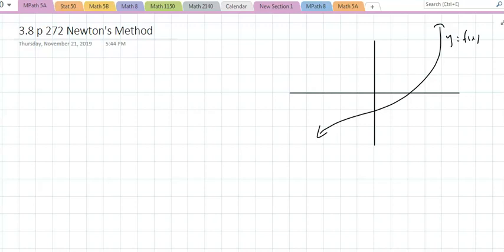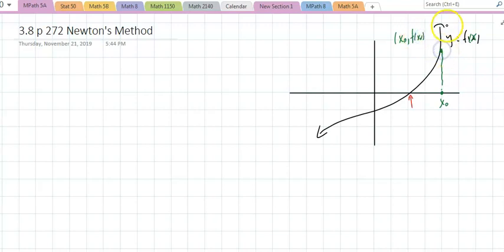Newton's method, it's a trick to find a zero. The goal is to find this value. What we do, we pick a point. Let's call this x sub 0. We run up to the function and we say if y equals f of x, then this is x sub 0, f of x sub 0.